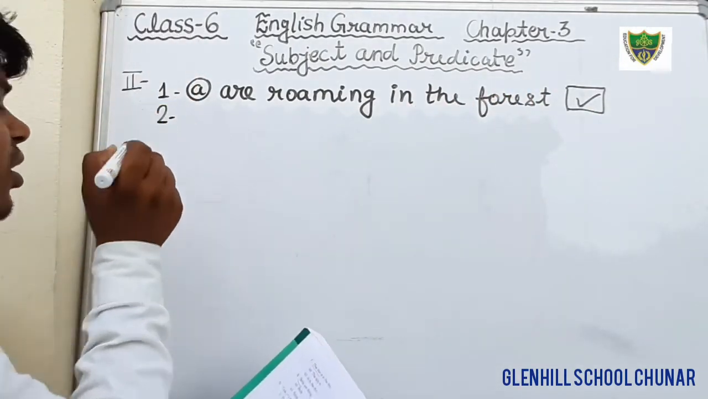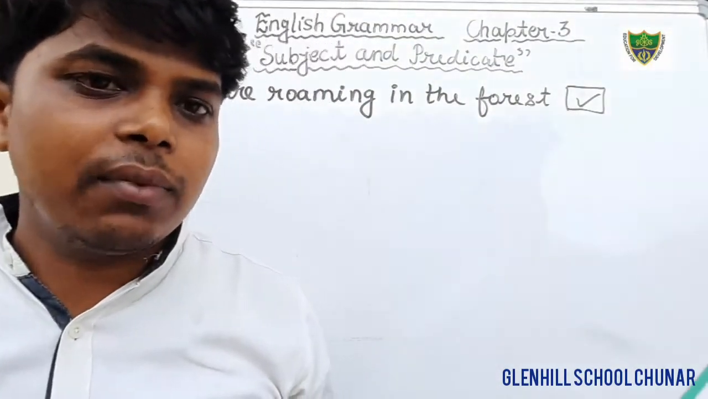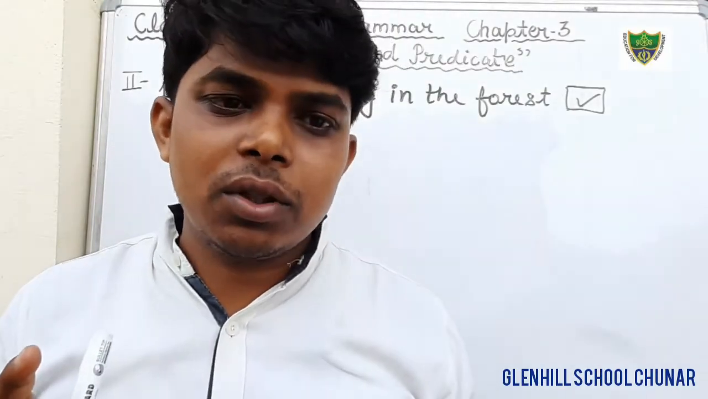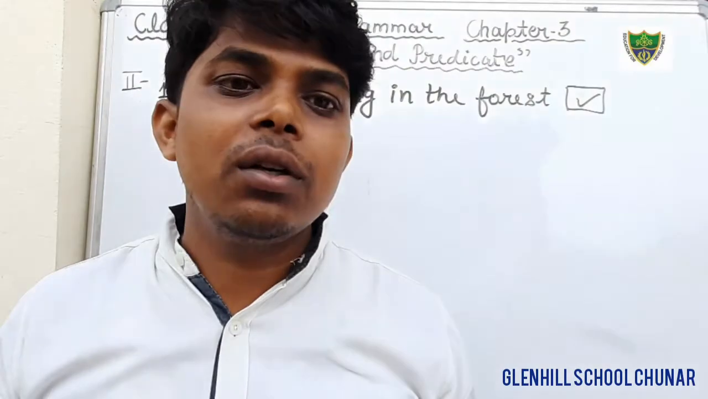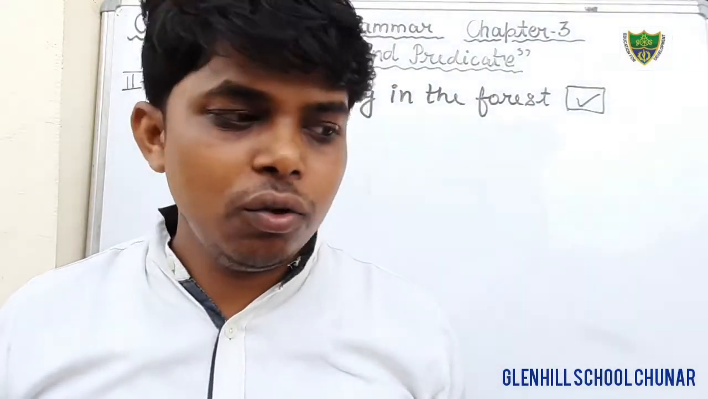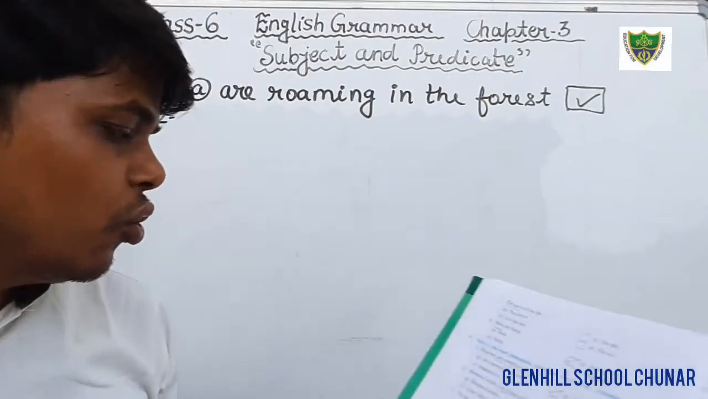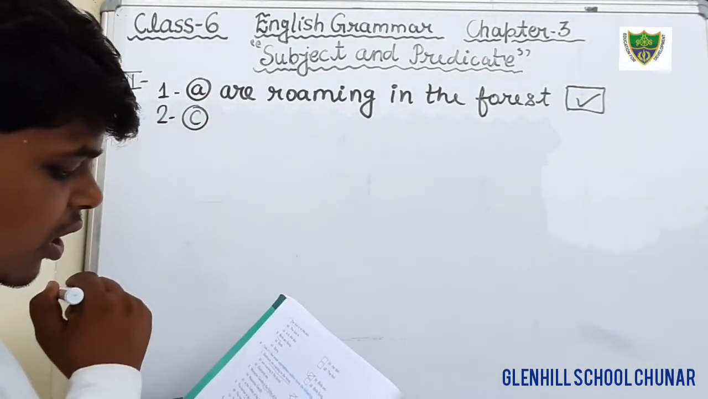Now see question number 2. Mahatma Gandhi is the father of the nation. Mahatma Gandhi is the name of a person, so that is the subject. Mahatma Gandhi is the subject here. Is the father of the nation is the predicate. Now we will see the options. Mahatma Gandhi, no, that is wrong. Mahatma Gandhi is, that is wrong. Is the father of the nation, that is the correct option. So option number C.